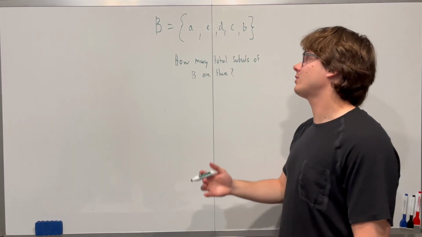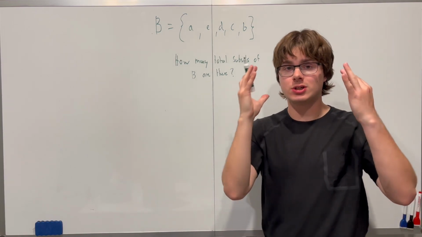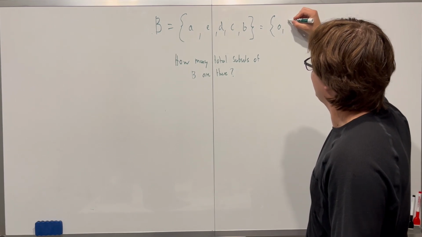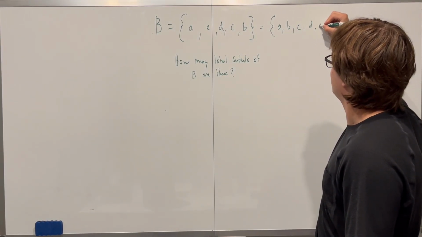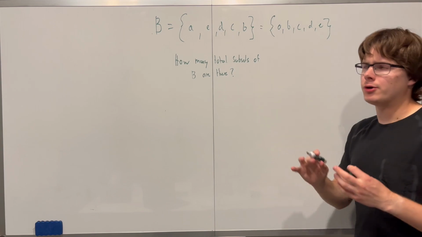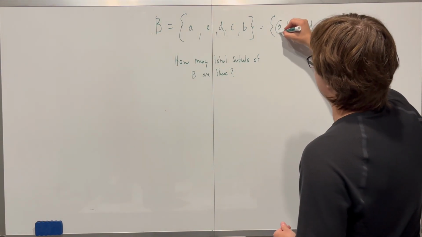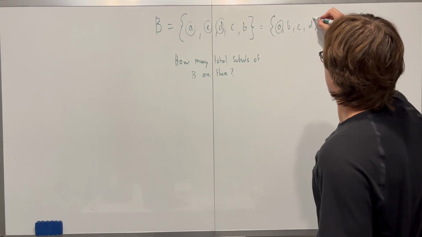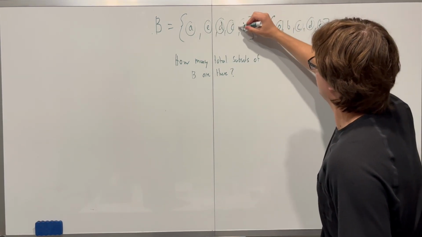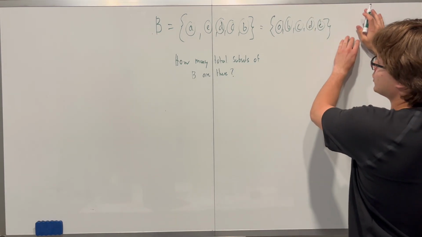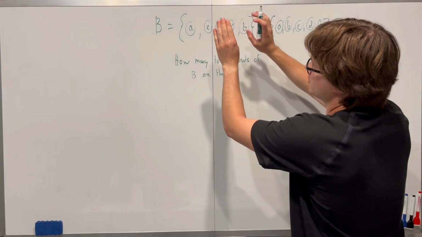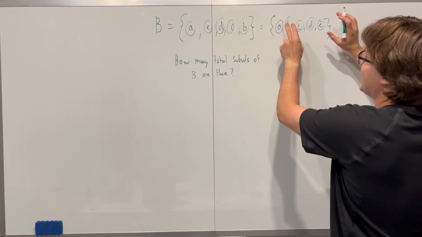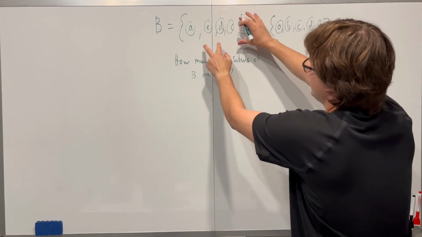If you'll notice, I didn't write these in alphabetical order because the order does not matter. This is the exact same as saying B is the set A, B, C, D, E. Exactly the same, order does not matter. All that matters is all of the elements here are here, right? You find E here, D here, C here, B here. And there's no extra elements here that you won't find here, and vice versa. The size of these two is the same, and all of the elements here are also here, and all of the elements here are also here.